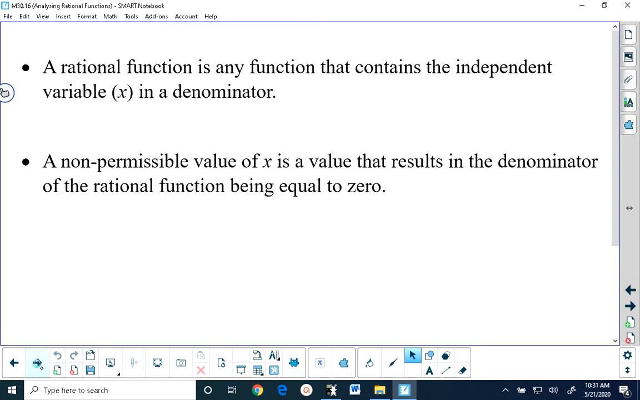Because denominators are never allowed to be 0, and because there are x's in the denominators of rational functions, there might be values of x that make the denominator equal to 0. And those values of x are called non-permissible values of x.